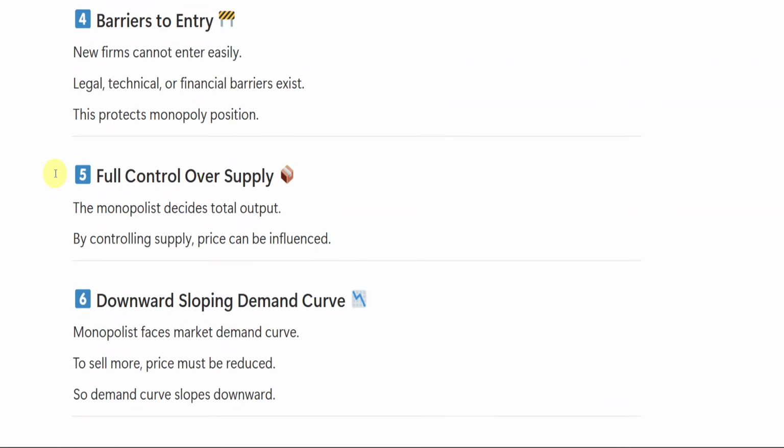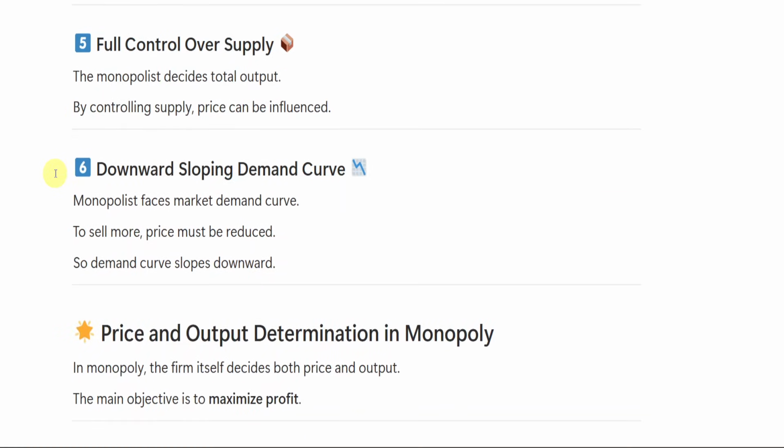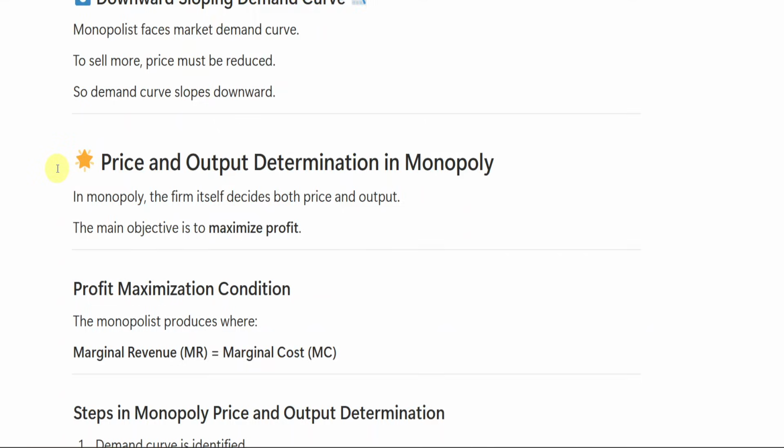Okay, full control over supply: the firm will decide how much to produce and how much to supply. By reducing supply, the firm can increase the price, so it is totally in the hands of the supplier. Downward sloping demand curve, students: a monopoly firm faces the market demand. To sell more units, the firm must reduce the price, so the demand curve will slope downward.